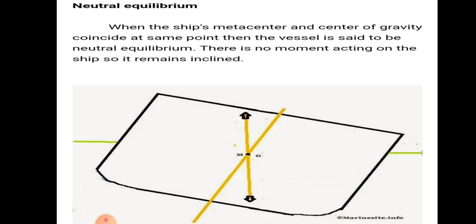Neutral equilibrium means that when the ship's metacenter and center of gravity coincide at the same point, the vessel is said to be in neutral equilibrium. There is no moment acting on the ship, so it will remain inclined. These are the types of equilibrium.